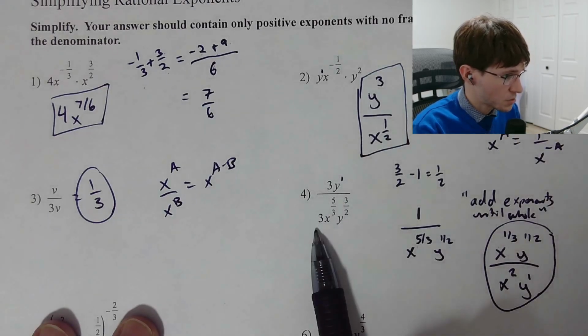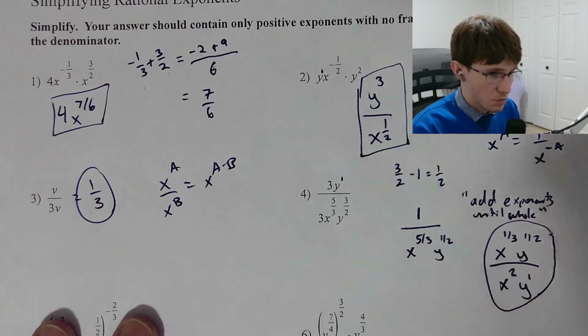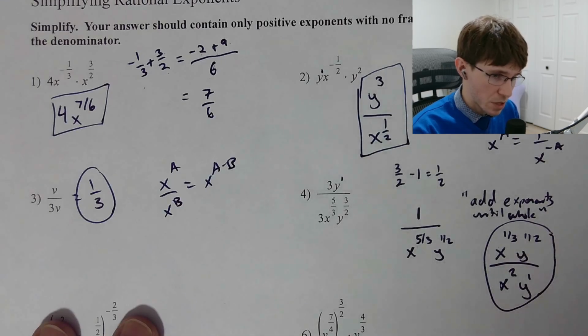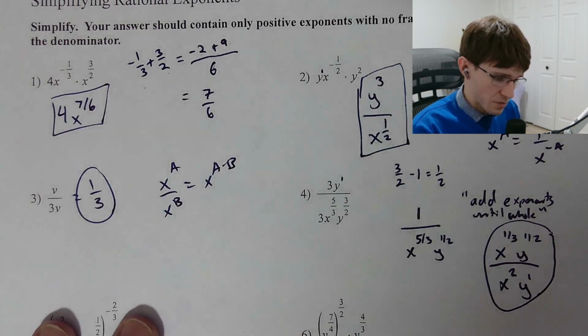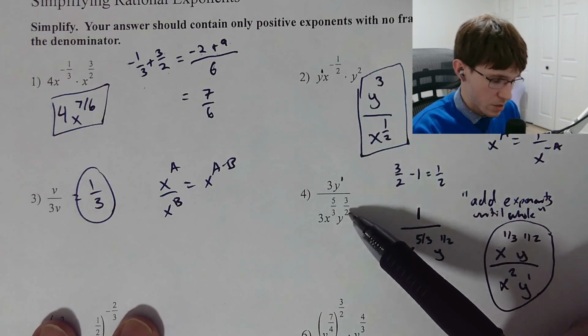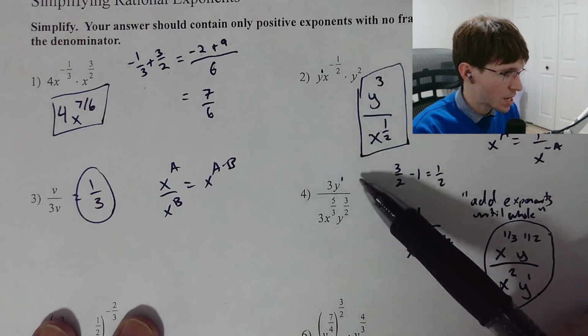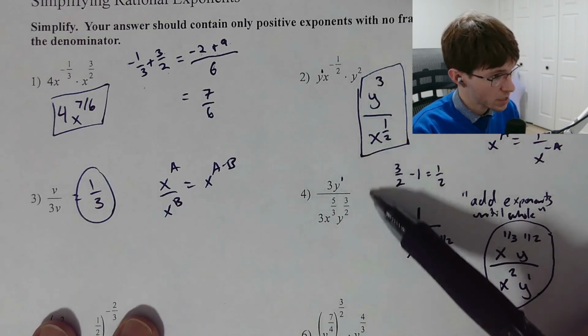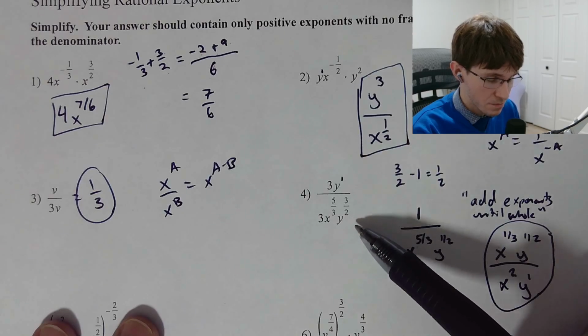First of all, the 3's canceled. After the 3's canceled, my first goal is positive exponents. We'll worry about the fractional part later. First thing with positive exponents is I had to do the 3 over 2 minus 1. If I had done it the other way around and brought the 3 over 2 to the top, it would have been a negative on the top, which we would have had to move back down to the bottom anyways to make it positive.